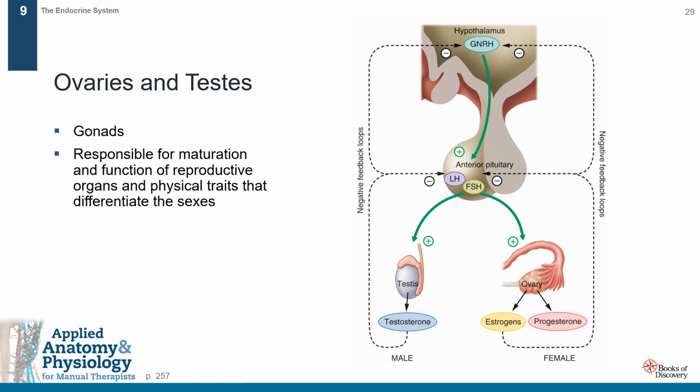The ovaries and the testes are referred to as gonads. They are responsible for maturation and function of reproductive organs and physical traits that differentiate the sexes. The hypothalamus stimulates the anterior pituitary to release FSH and LH. These gonadotropins stimulate the ovaries to release estrogens and progesterone and stimulate the testes to release testosterone.